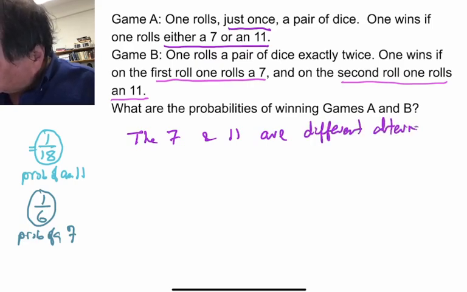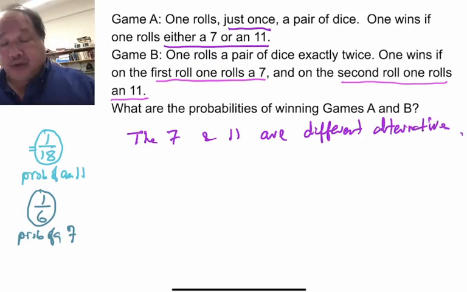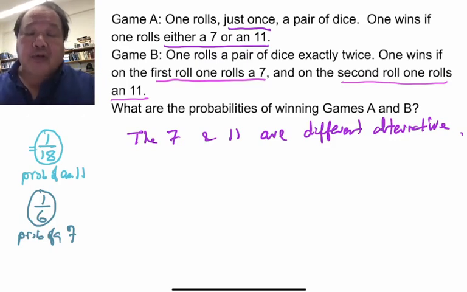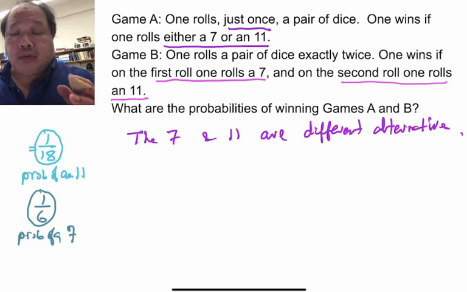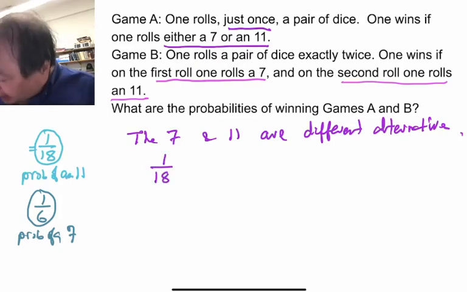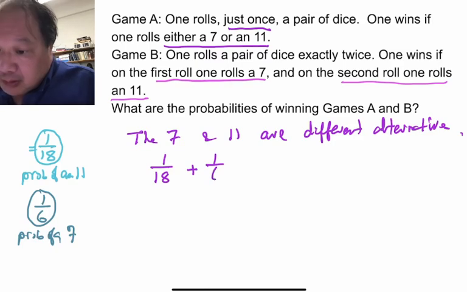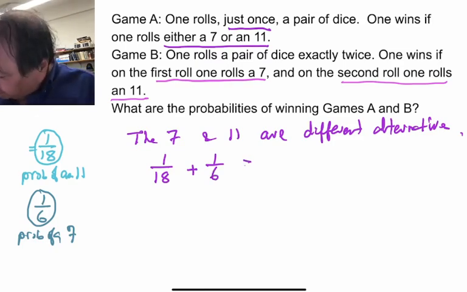One outcome we could have gotten was a 7. Another alternative outcome is an 11, or we could have lost by rolling a 9. They're different alternatives. And when you have different alternatives, the rule is you add the probabilities. So for game A, you take 1/18, the probability of the 11, add the probability of rolling the 7, which is 1 over 6, and you end up with 4/18 or 2/9.